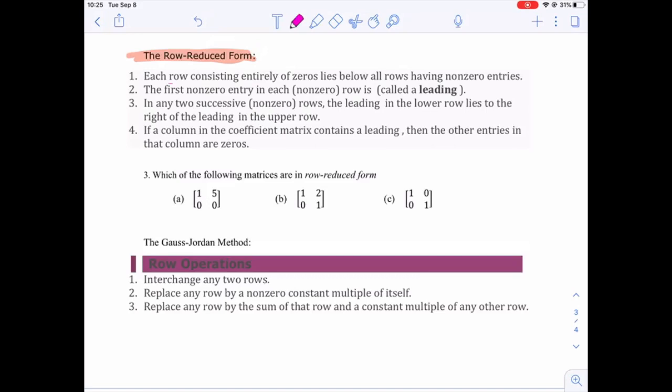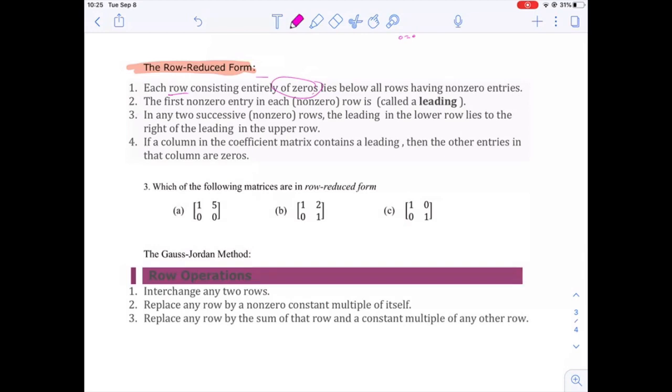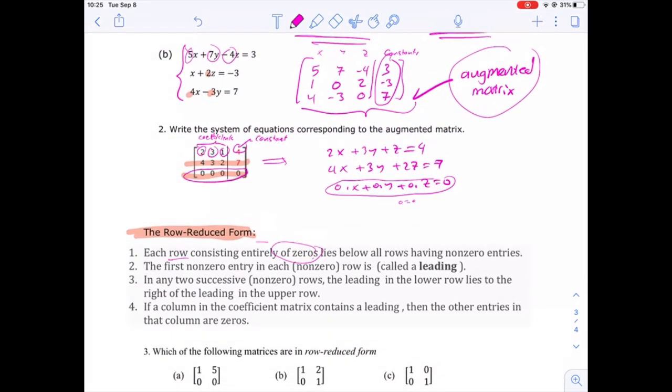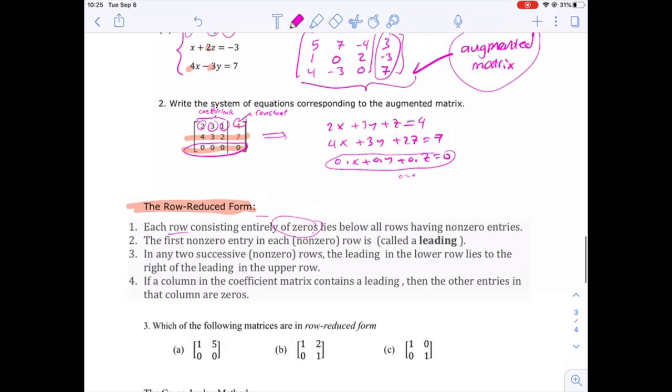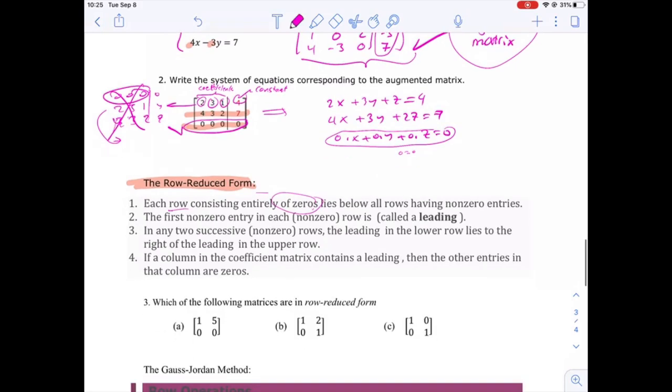First, each row that consists entirely of zeros lies below all the rows having non-zero entries. So if we have, for example, a row that completely consists of zeros, it will come at the bottom of that matrix. We can't put the zeros here, 0 0 0 0, and then write 2 3 1 3 4 or 4 3 2 7 and 4 here. This is not a row reduced form. The zeros should be written at the bottom of the matrix.